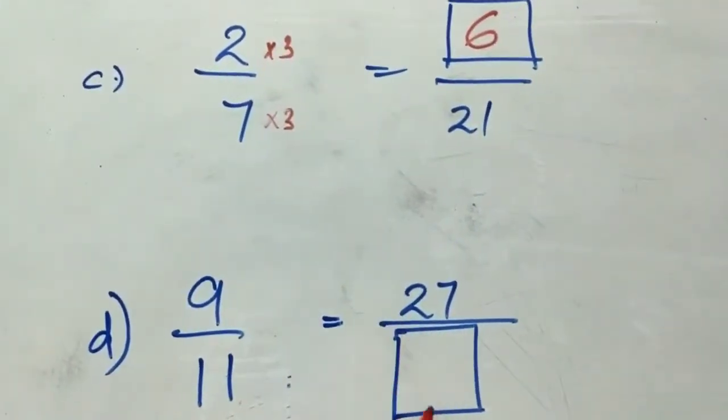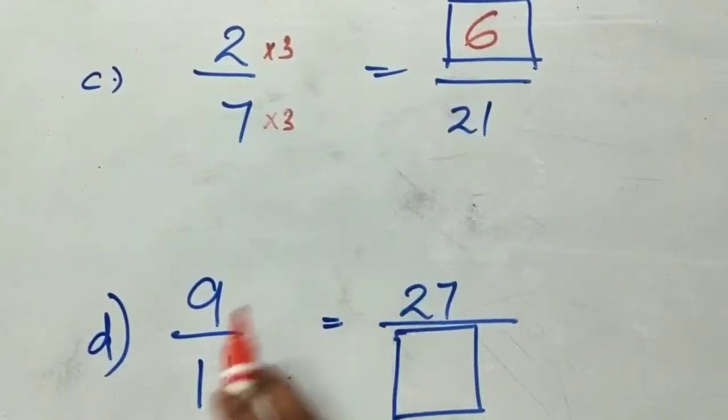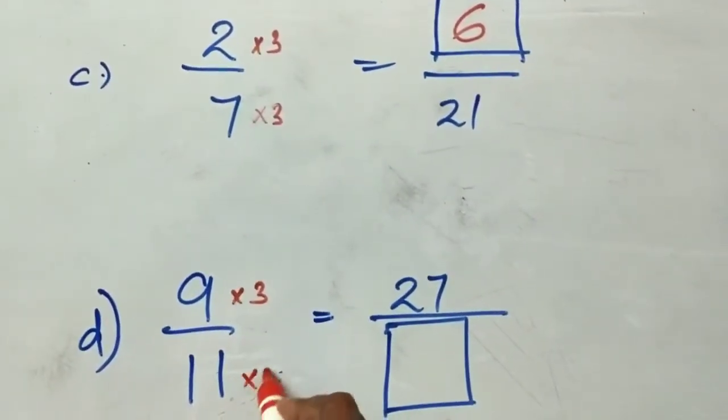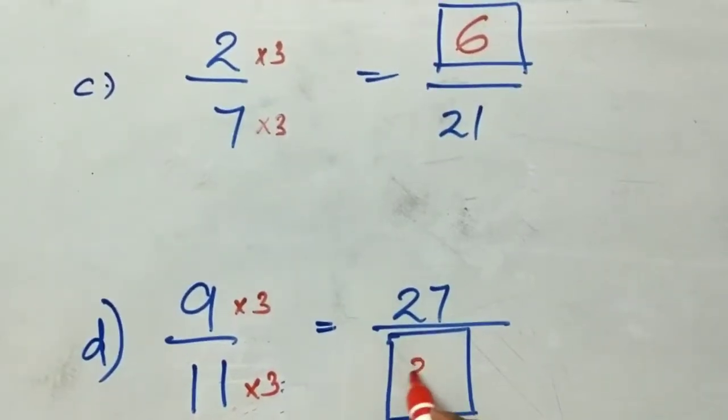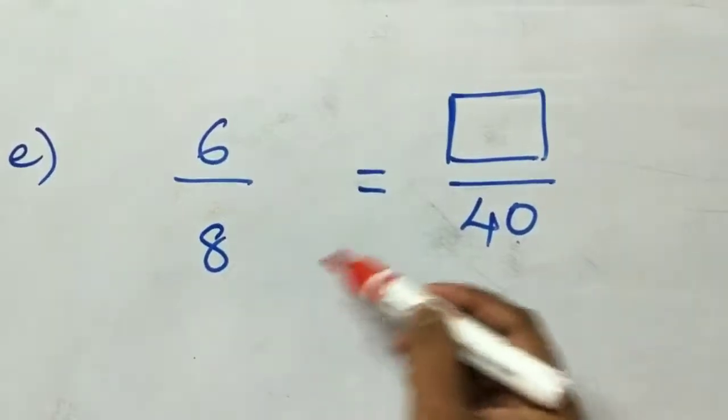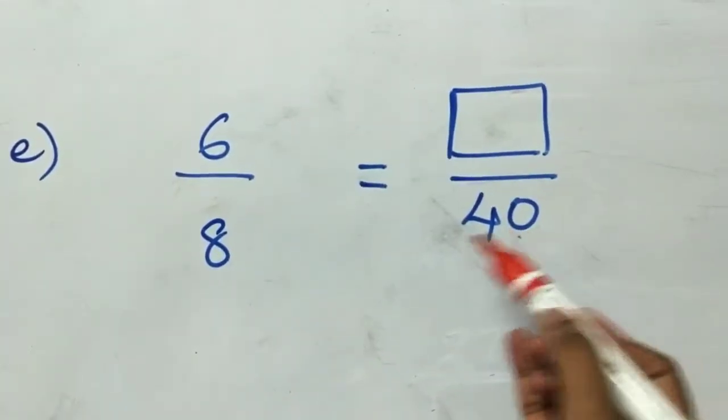9 by 11 is equal to 27 by dash. 9 into which number is 27? 9 into 3, 27. 11 into 3, 33. 27 by 33.